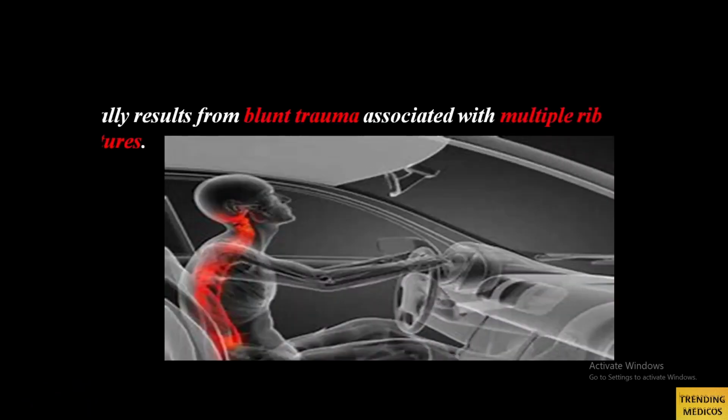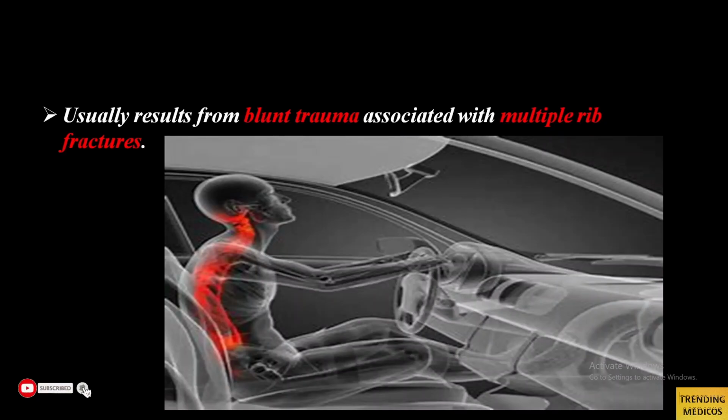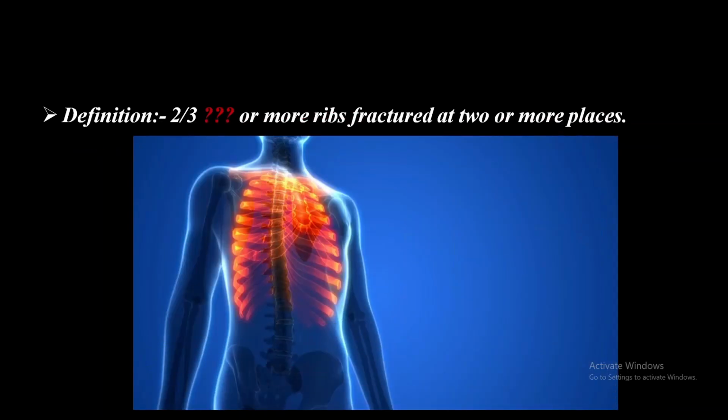Hello guys, today we will learn about flail chest. As all of you know, it is an emergency condition and results from trauma. Usually the cause of injury is blunt trauma, which is associated with multiple rib fractures. So if the person hits his chest on the steering wheel and a rib is fractured, it may lead to flail chest.